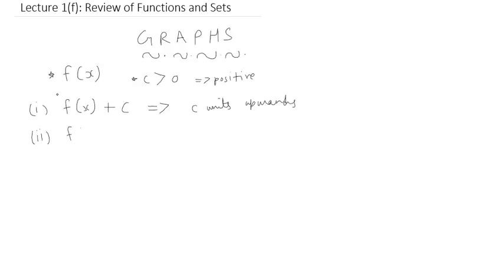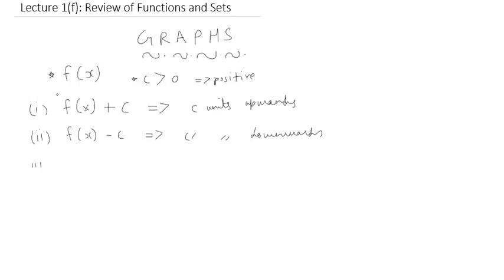If we were to do this for a negative c, then we would get the exact same result, but the graph would shift downwards by the value of c. So for example, if it's 4, we're going to shift the graph upwards by 4, and in this case downwards by 4.